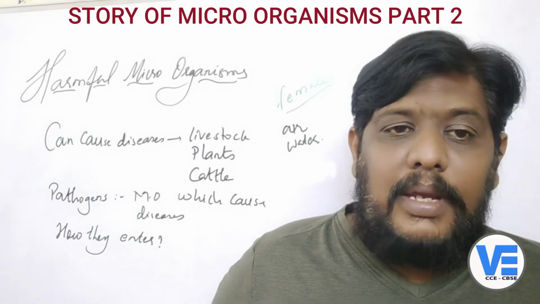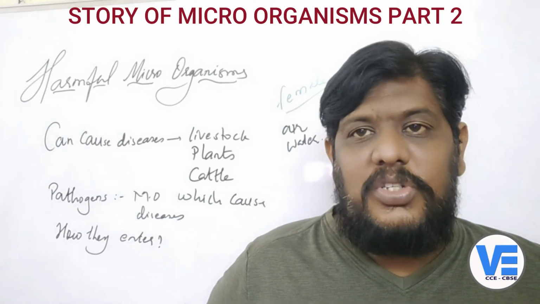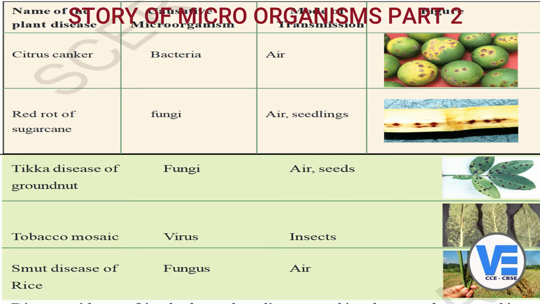Now coming to some of the microorganisms which cause diseases in plants. Here you can see the table. There is a bacteria which causes citrus canker disease in lemons, in the citrus family, and the mode of transmission is through the air. By the air they are transmitted, and they easily infect lemons or citrus fruits. And there is red dot of sugarcane, which is caused by a fungus in the sugarcane.